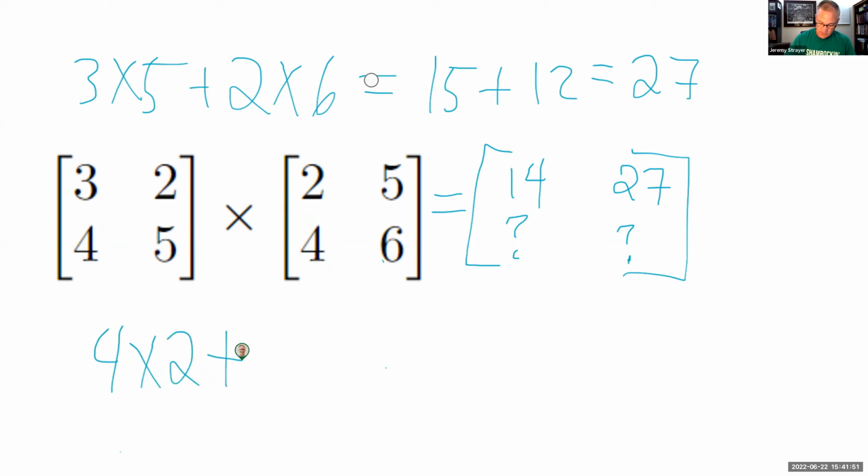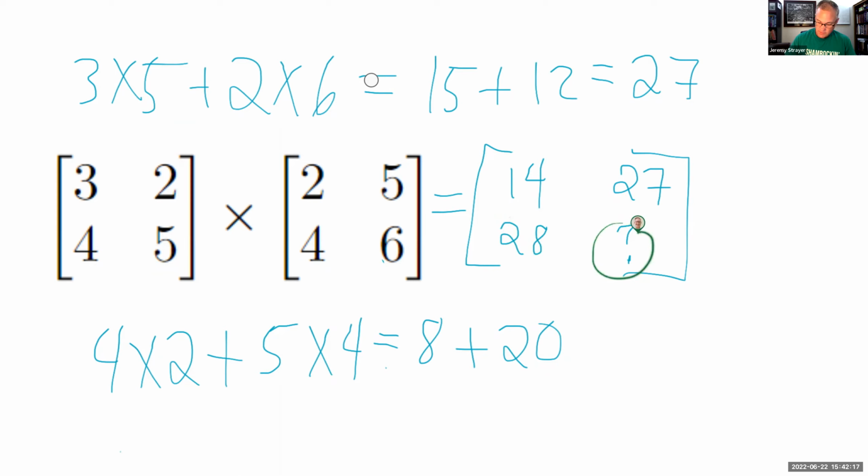Second row, first column. So that means we'll use 4 times 2 plus, and then again, we move to the 5 times the 4. So 4 times 2 is 8, 5 times 4 is 20. So that gets us to 28.